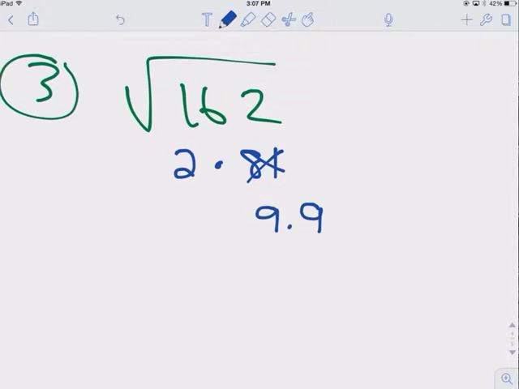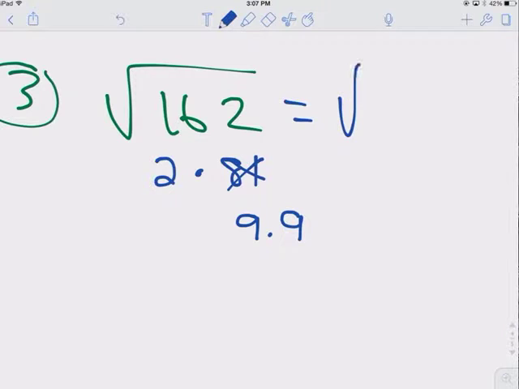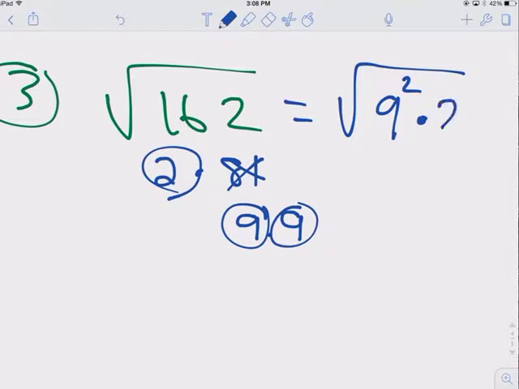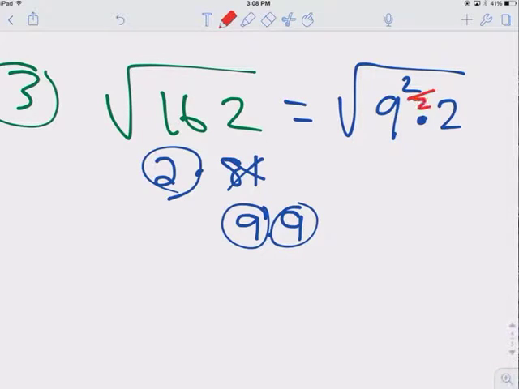Let's write it as exponents. Square root of 9 squared, correct? Times 2. Anytime we have exponents, what can we divide it by? 2. Is there any remainder for 9? No, so they all go out. So how many 9s come out? 1. 9 to the first power, right? We don't have to write the 1.